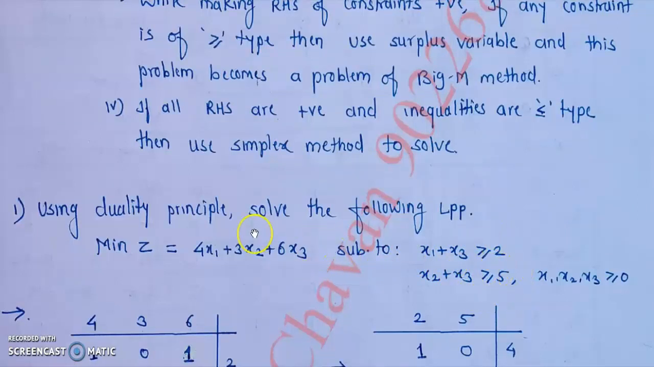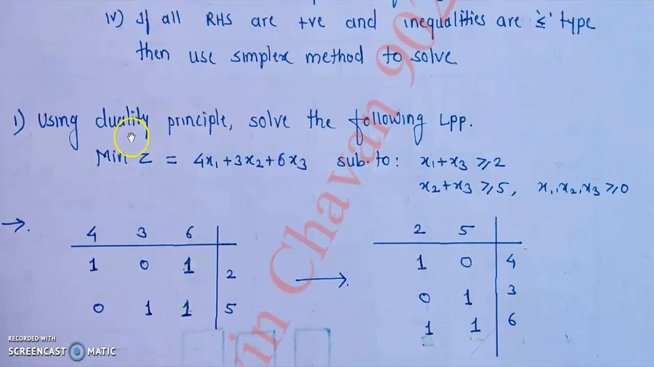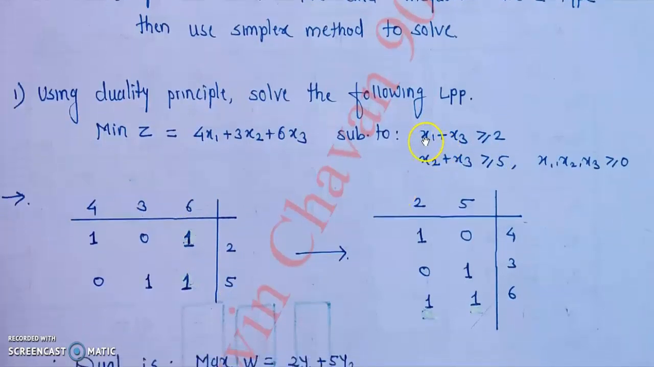So there are two inequality constraints and one minimization problem with three variables, and all variables are restricted to be non-negative. So it is simple to write its dual. Let's observe that the example is of minimization, so all constraints should be of greater than or equal to type. They already are, that's why we go for its matrix. So 4, 3, 6 is your top row and 2 and 5 are your RHS of the matrix, and we have x1's coefficient 1, x2 is not available here, that's why 0, and x3's coefficient 1. So 1 0 1 is your first row. Similarly, in the second row x1 is not available, that's why 0 1 1 is the second row.